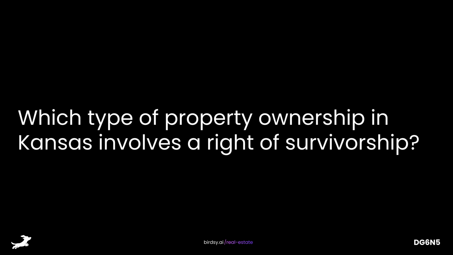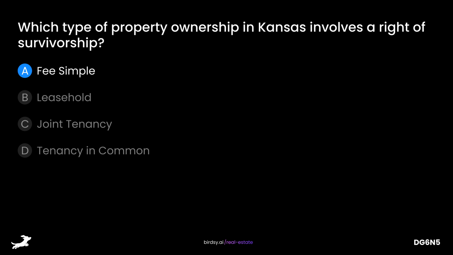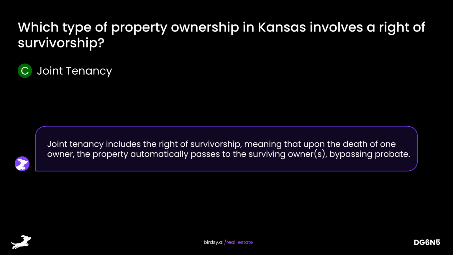Which type of property ownership in Kansas involves a right of survivorship? Is it A, fee simple, B, leasehold, C, joint tenancy, or D, tenancy in common? The answer is C, joint tenancy. Joint tenancy includes the right of survivorship, meaning that upon the death of one owner, the property automatically passes to the surviving owner, bypassing probate.